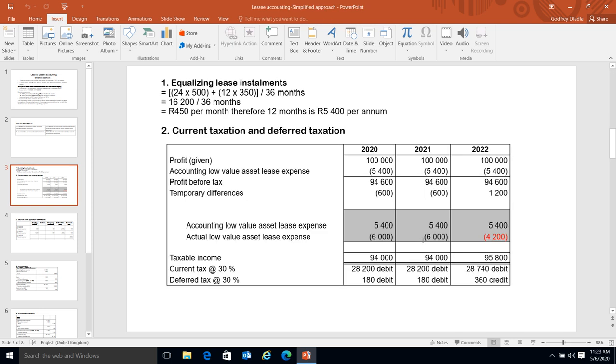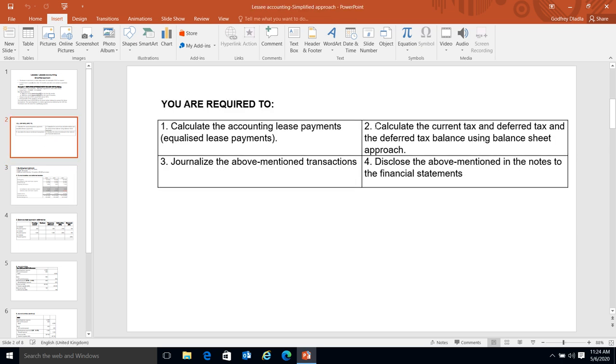350 times 12 is 4,200. Now, if you look at here, the difference between the two is 1.2, but this one is not taxable, it's deductible. 1,200 deductible. Deductible equals to asset. Debit, the balance sheet. Credit, the income statement. You'll see 360 credited here. Right, then 95 times 30%, which is the tax rate, gives you this. Right. So once you are done, you've answered the first part here.